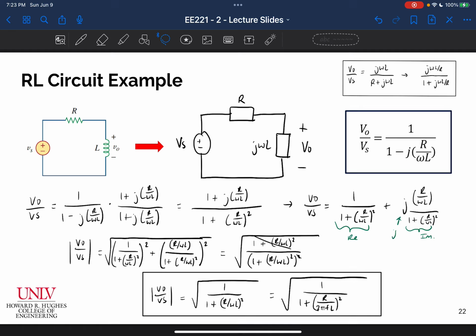Okay, so I'm going to go ahead and end this video here, and in the next video I'll find the phase of this RL circuit, the phase of our transfer function.